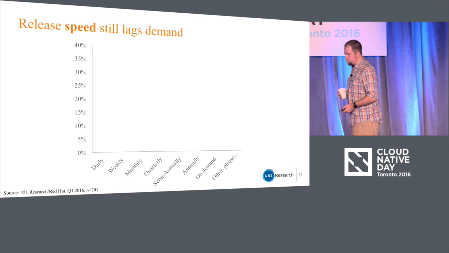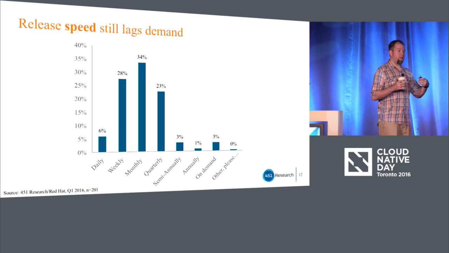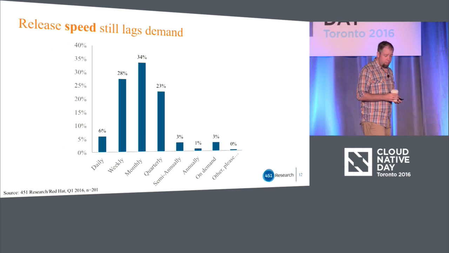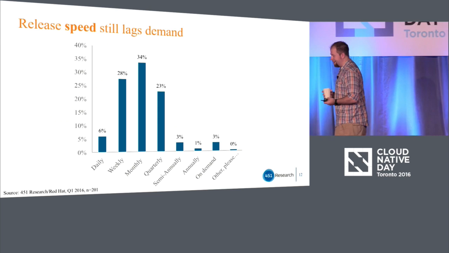And if we look at typical release speeds, again, people are still moving pretty slow, right? We're a long, long way from the euphoria of continuous delivery for most of us. And this is another one of those things where if you can't do continuous delivery, you can't really and effectively have the cloud native conversation. The weekly folks, they're on their way. The monthly folks, they've got some changes to make. The quarterly folks, and slower than that, it's years out for them to get here.